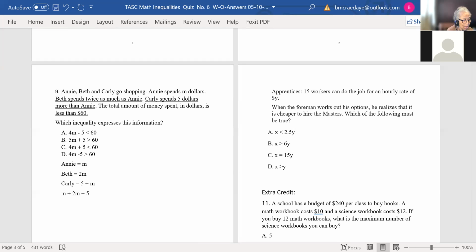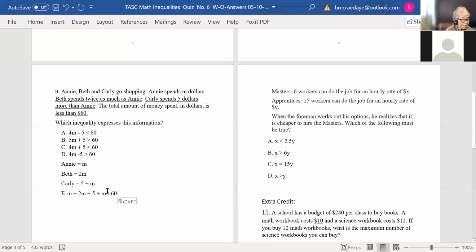5 plus M. You write just what you have here: M plus 2M plus 5 plus M. In other words, Annie plus Beth plus Carly, right? And this we said is less than 60. So let's just copy the expression. We say that's less than 60.